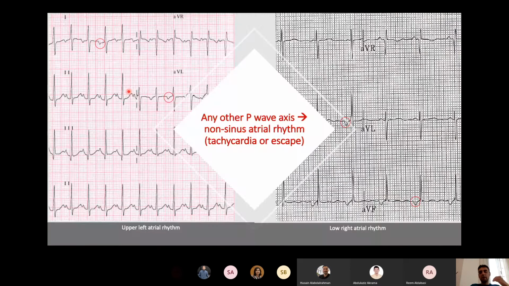Okay, and another example here. You see non-sinus rhythm, right? Because the P wave is inverted in lead one, inverted in lead aVL, which is not sinus. This is not sinus rhythm. Agree? Despite lead 2 being a positive P wave, lead 3 being positive, and aVF being positive, a negative P wave in lead 1 means that you have an abnormal P wave axis. In other words, you are not in sinus rhythm. Okay?